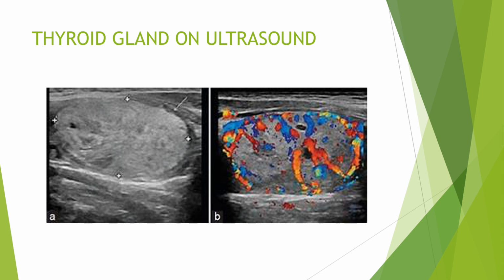Color Doppler is also important in differentiating malignant nodules from benign nodules, because malignant nodules will show color flow on Doppler study, whereas benign nodules will show very minimal, if none at all.